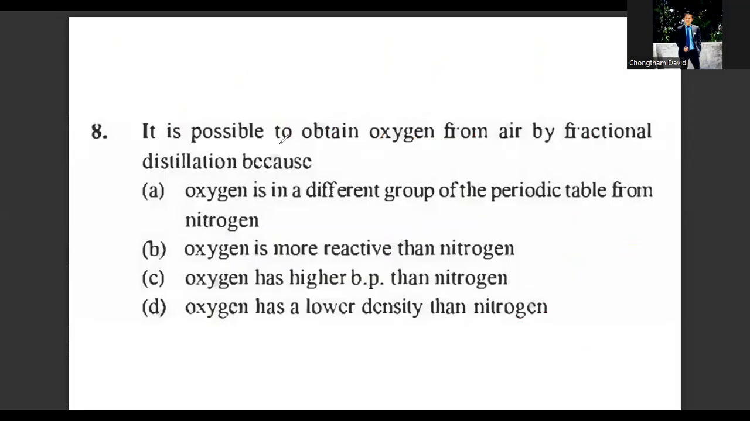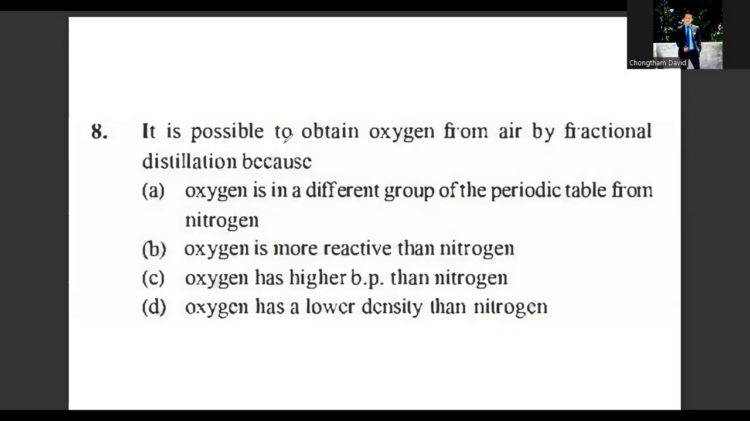It is possible to obtain oxygen from air by fractional distillation because the air is liquefied by use of the Joule-Thomson coefficient. Remember, it is cooling by expansion of the gas. When you cool the gas, there will be expansion of the gas. So what happens? The water vapor and carbon dioxide are going to be removed by the process called solidification. And the remaining constituents of liquid air, that is liquid oxygen and liquid nitrogen, are going to be separated by means of fractional distillation.